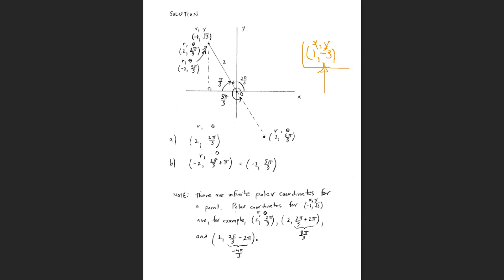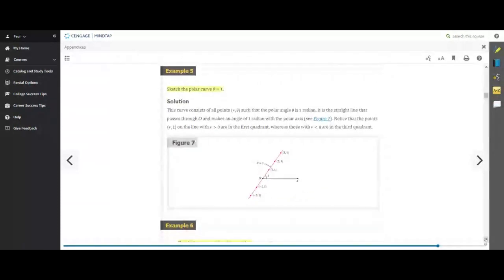All right, well, let's go ahead and look at a few more examples from the ebook. Example 5 says sketch the polar curve theta equals 1. That's a polar curve, so you're not told anything about the radius, but every point has to have an angle theta equal to 1.